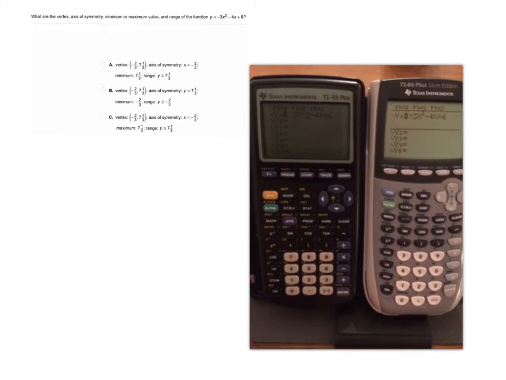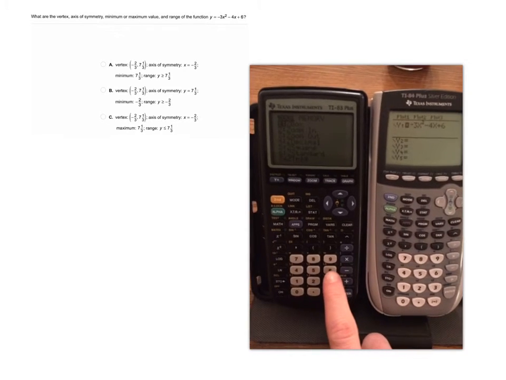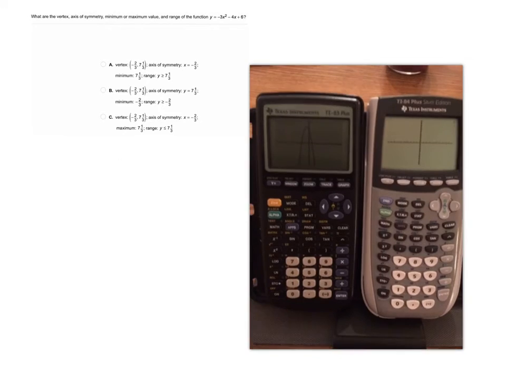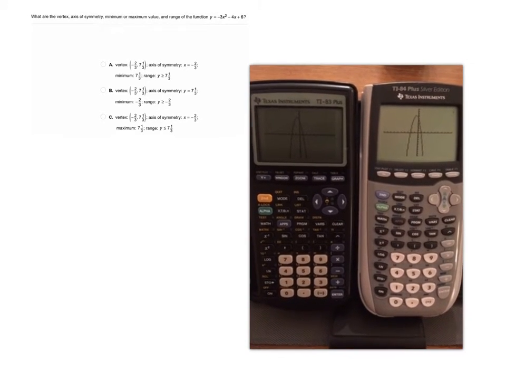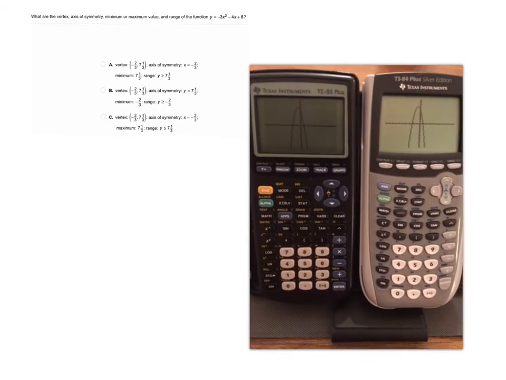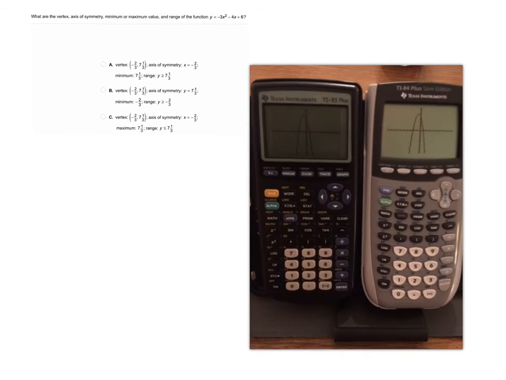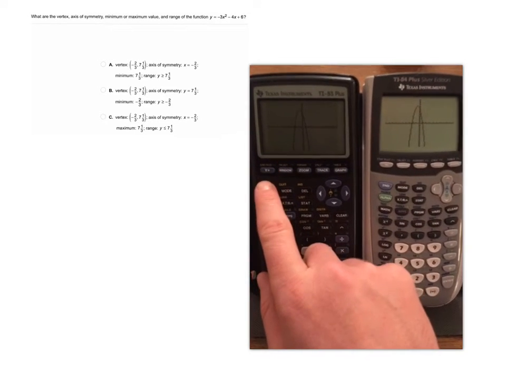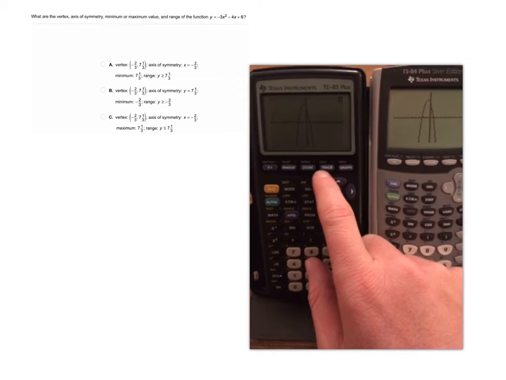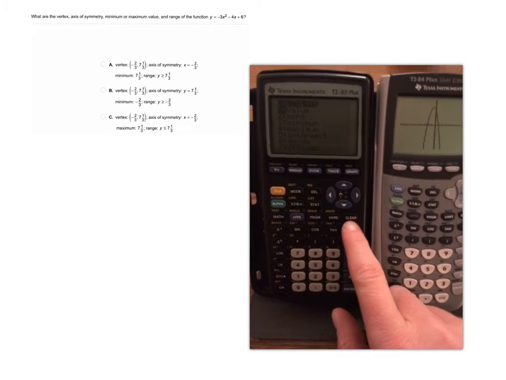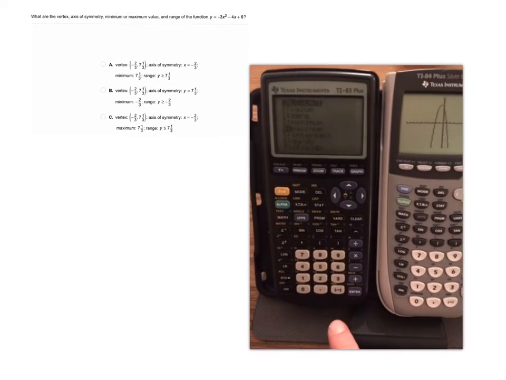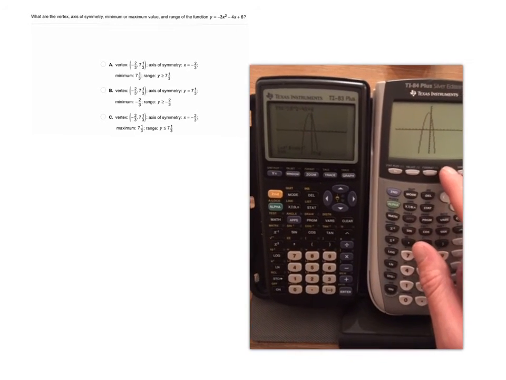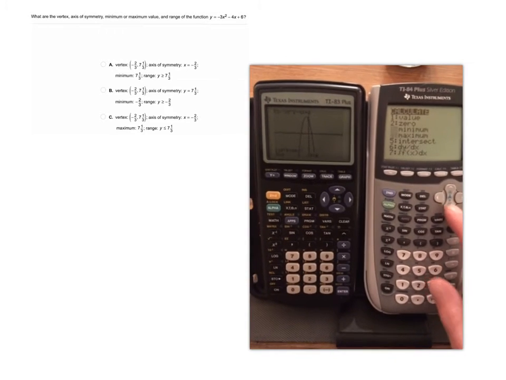Next thing we're going to do is graph it. So we're going to hit zoom, and we're going to click number 6 because that's zoom standard. That gets us a pretty good spot around the origin. For both of these, we have a U-shaped graph that opens down, which we could have predicted. Our goal is to find the exact vertex. On both these calculators, we're going to do the same thing. We're going to hit second, and then calc. We are now trying to find a maximum. Same thing over here, so second, calc, option 4 for maximum.